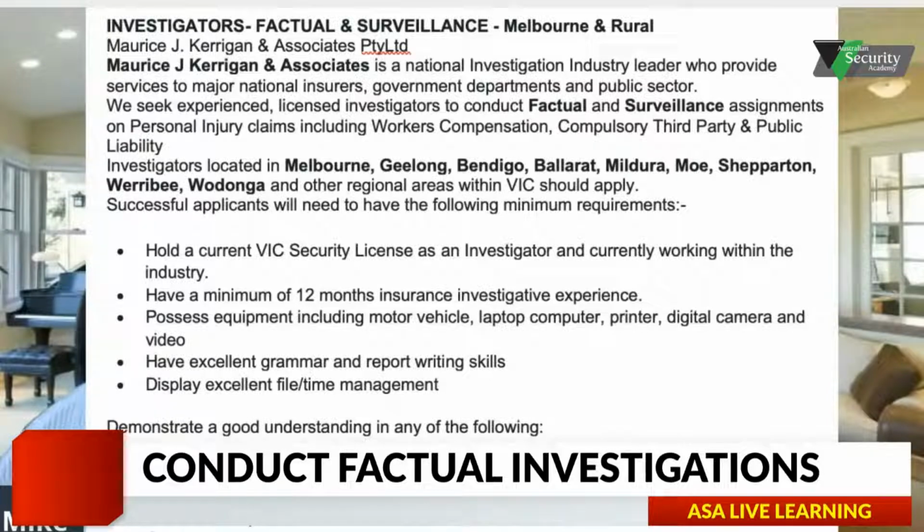Now that's a portable printer they want you to have so you can type your statements and print them on the spot. You must have excellent grammar and reporting skills. Well, your PC or your laptop's going to be doing 95% of that work for you today. When I used to work for Kerrigans, I used to handwrite my statements. That's how long ago it was.